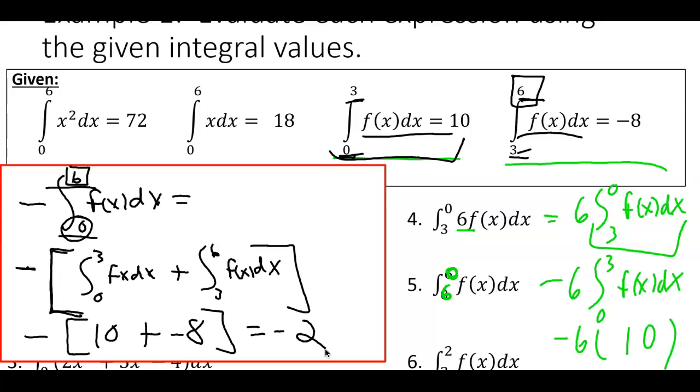How about that last one there? What's the answer? 0, because the limits are the same on the top and bottom. So that's easy.